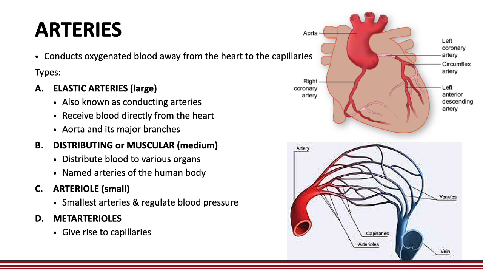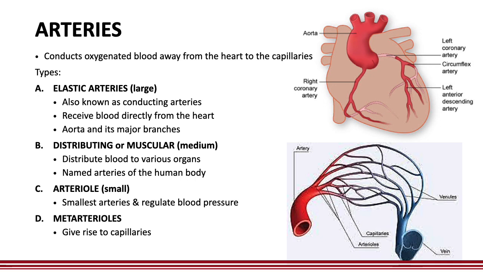Arteries, on the other hand, conduct oxygenated blood away from the heart to the capillaries. And we have four types. We have the large elastic arteries, which are also known as conducting arteries. They receive blood directly from the heart, and as their name suggests, they are elastic. They're capable of stretching to accommodate the massive amounts of blood and the strong pressure emanating from the heart. The main example of an elastic artery is the aorta, as well as its major branches.